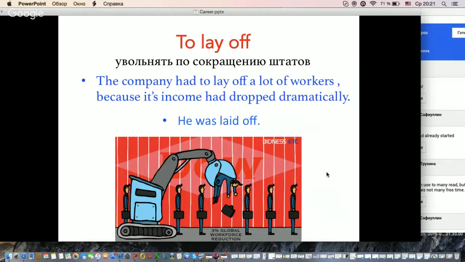To lay off. To lay off – это, в принципе, синоним глагола to fire, то есть кого-то увольнять, но если to fire somebody означает просто уволить, то to lay off означает увольнять по сокращению штатов. The company had to lay off a lot of workers because its income had dropped dramatically. Итак, компании пришлось уволить много работников, потому что доход компании резко снизился. He was laid off, то есть он был уволен по сокращению штатов.